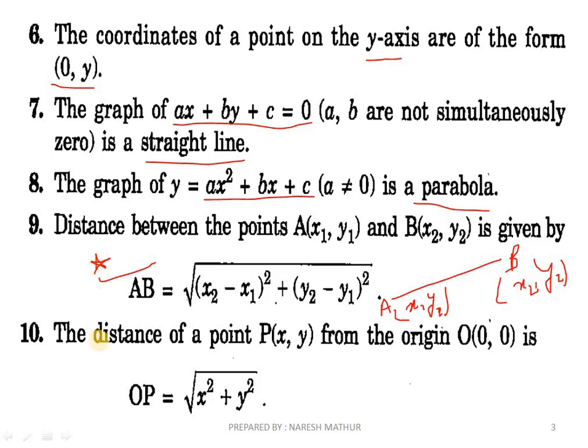Now the sub formula for this, distance from the origin: obviously one coordinate will become 0, so the distance from the origin will be the whole square root of x square plus y square.